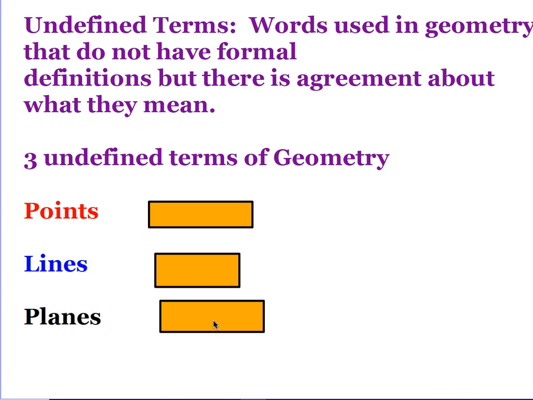We want to think of a plane as more of a two-dimensional surface. And it's going to be a two-dimensional surface that has at least three non-collinear points. Non-collinear just means not on the same line. Again, we're going to dive into that a little bit further in future videos. But a plane is simply a surface in 2 dimensions that has 3 or more non-collinear points. And those are our three undefined terms of geometry: points, lines, and planes.